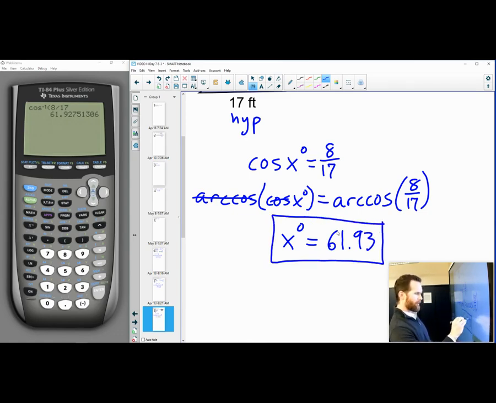All done. Let's make that look a little bit better. That's better. All right, hopefully this made sense.